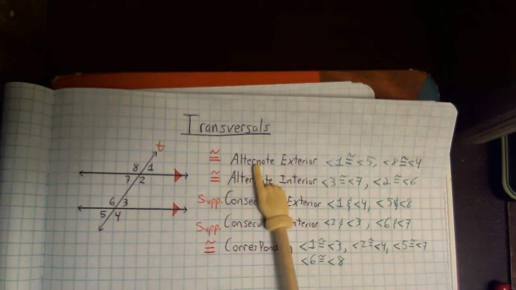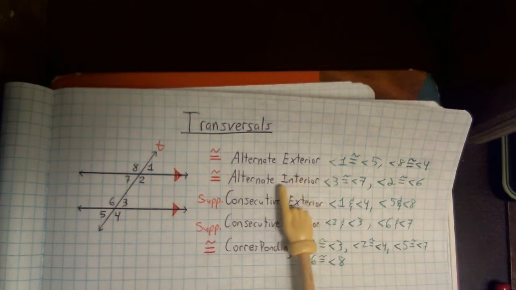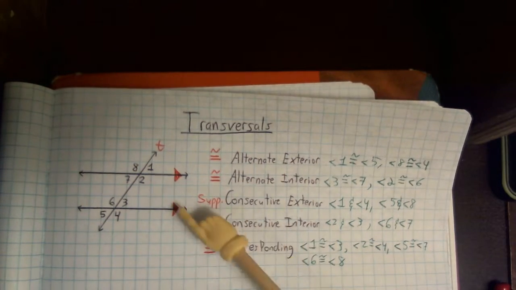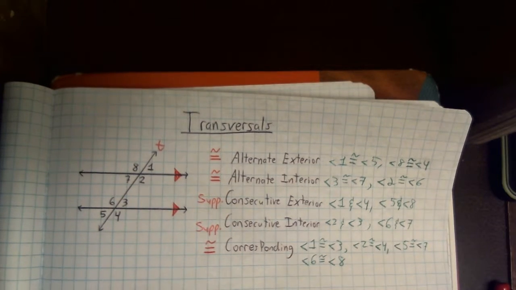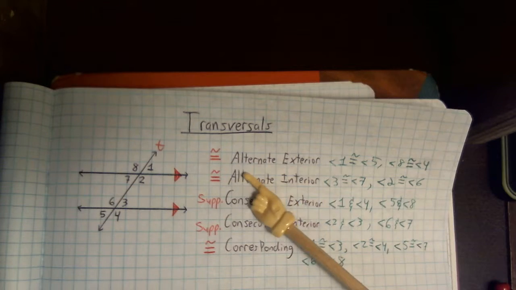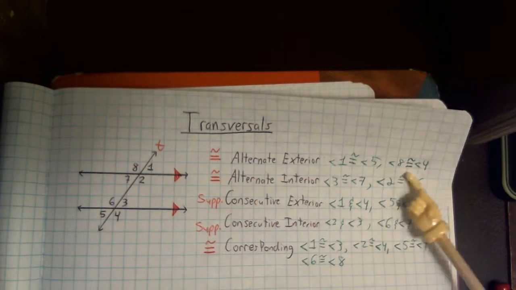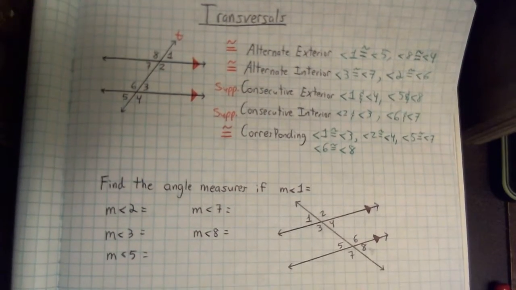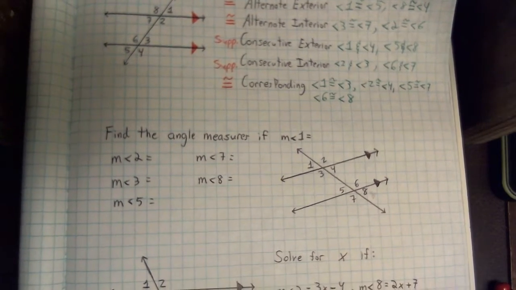So if you can remember alternate being opposite sides of the transversal, exterior would be on the outside of the parallel lines, interior is on the inside, consecutive is on the same side of the transversal, corresponding is really the trickiest one of them all. So really practice these things the most, because if you understand what these vocab words are telling you, the rest of this stuff just kind of falls into place. That was a long bit of information, so we're going to look at a couple of examples of how to use these things.